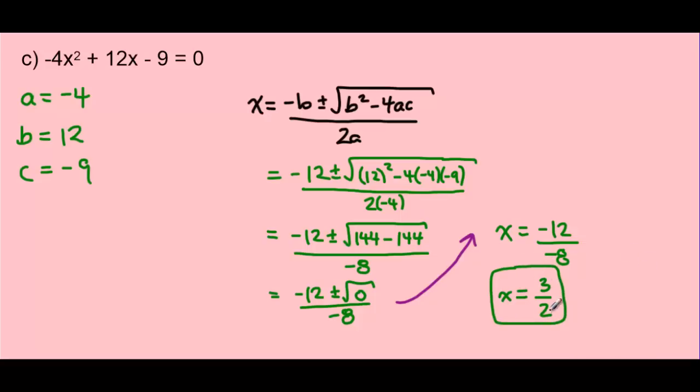So we have an answer for x, a solution, but there's only one solution for x. And unlike the other examples where we had two solutions or two roots, two x-intercepts, or no x-intercepts, this one has one solution. So what would a graph of this look like?